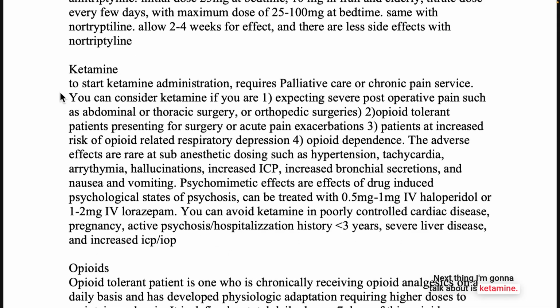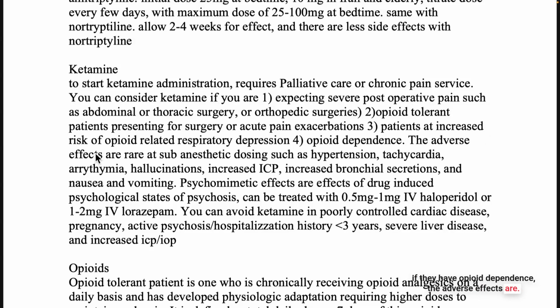Next thing I'm going to talk about is ketamine. You can start ketamine administration. This requires palliative care or the chronic pain service. Psychiatry can also do this. You can consider ketamine if, 1, you're experiencing severe post-operative pain such as after abdominal, thoracic, or orthopedic surgeries. 2, if they're opioid tolerant patients presenting for surgery or acute pain exacerbations. 3, if the patients are at increased risk for opioid related respiratory depression. And 4, if they have opioid dependence.